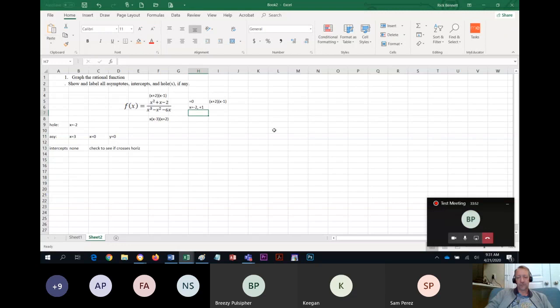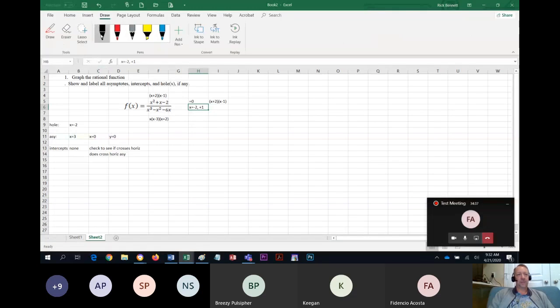What do you guys think? Yes, it does cross the horizontal asymptote. It can cross the horizontal, but it will never cross the verticals. Okay? So this is interesting because we got a hole here and it crosses at these two spots. Okay? So at this point, let's start drawing this.